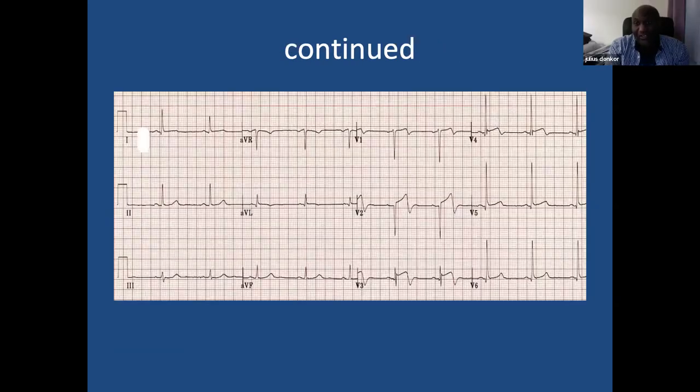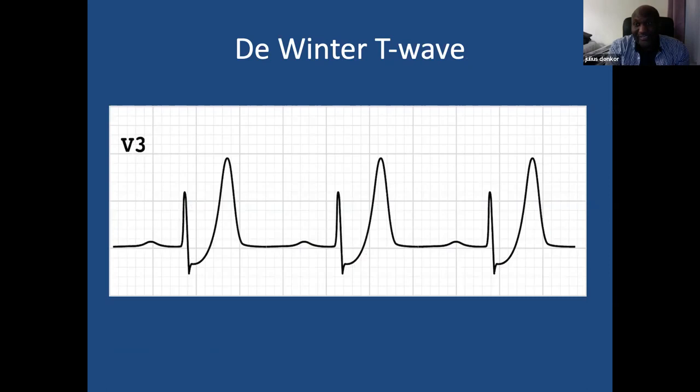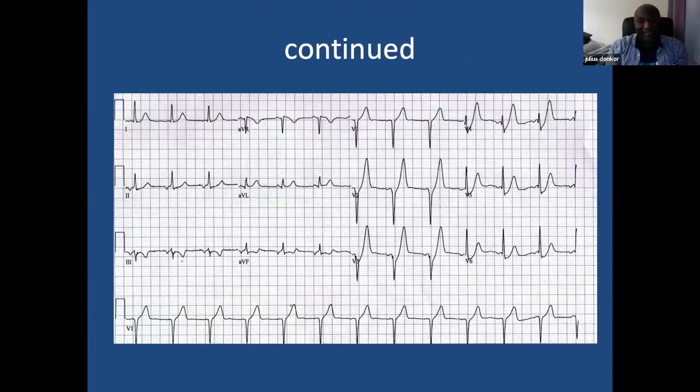A really good one to look at is your Wellens syndrome and your De Winter's T-wave. A lot of people, especially with De Winter's T-wave, actually do miss it because it doesn't have the ST elevation component. So that's a good one to remember. Explain that De Winter T-wave again. Okay, excellent.